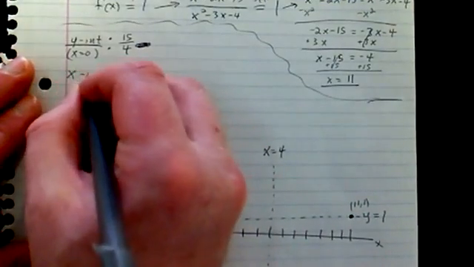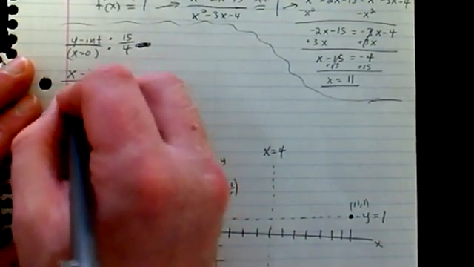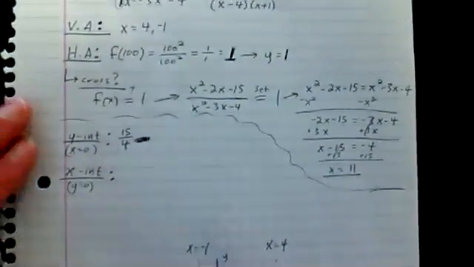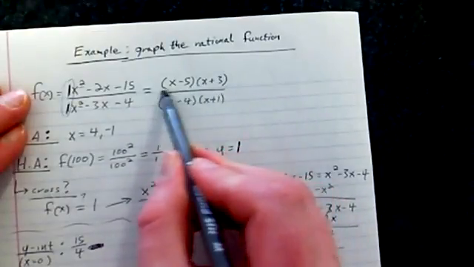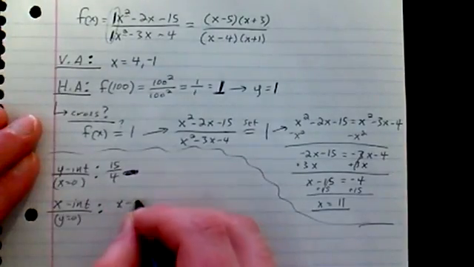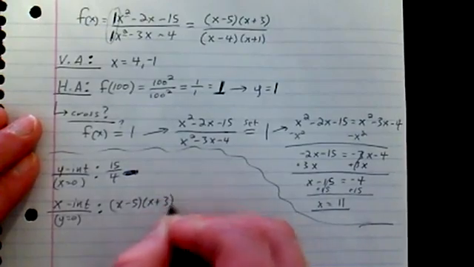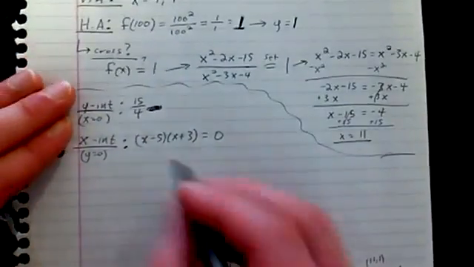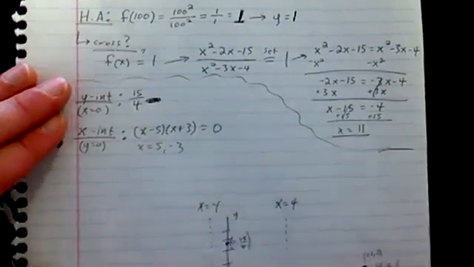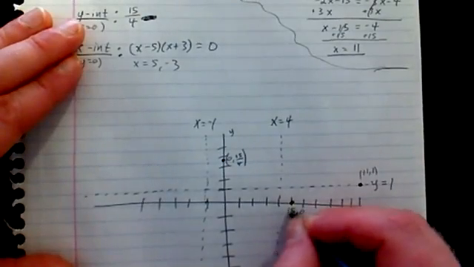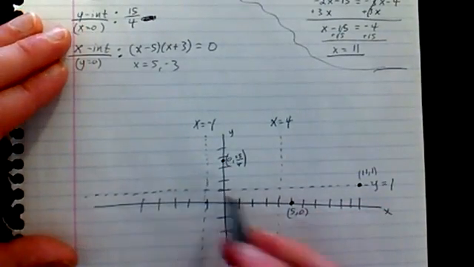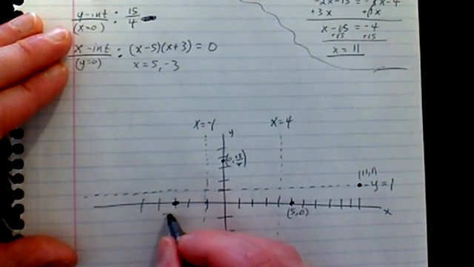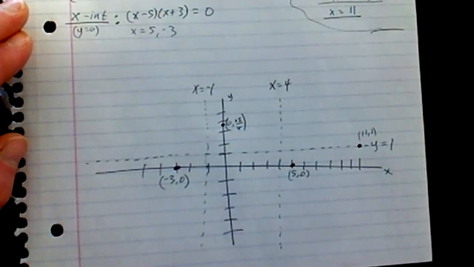How about x-intercepts? Remember, this is when the function is equal to 0. The easy way to check it is just to set the top equal to 0. This is the easy top to set equal to 0. x minus 5 times x plus 3 is equal to 0. Well, that's x equal to 5 and negative 3. So we're right here at 5, 0. And we're over here at negative 3. That's negative 3 comma 0. Okay, so we have all these points.